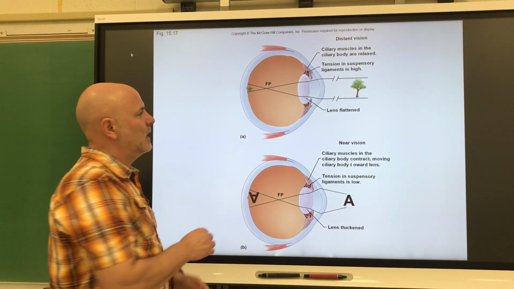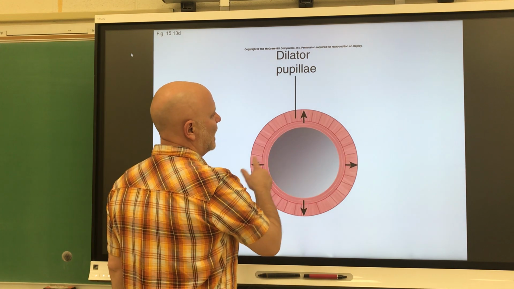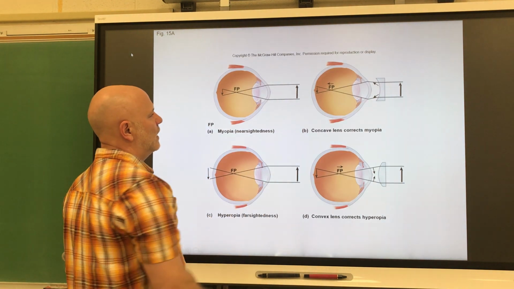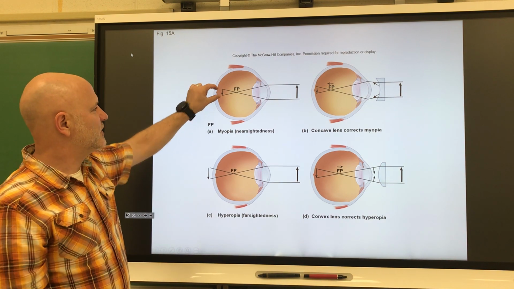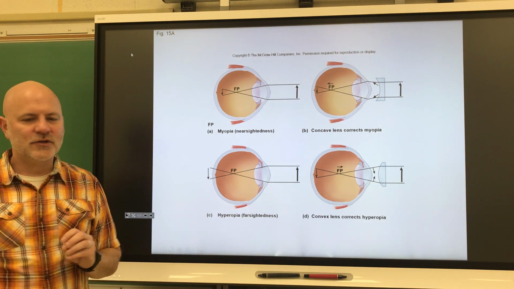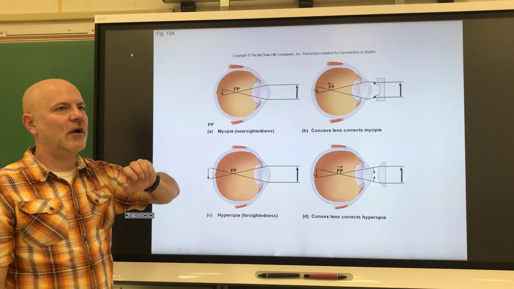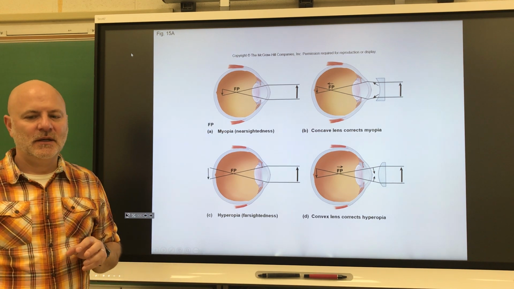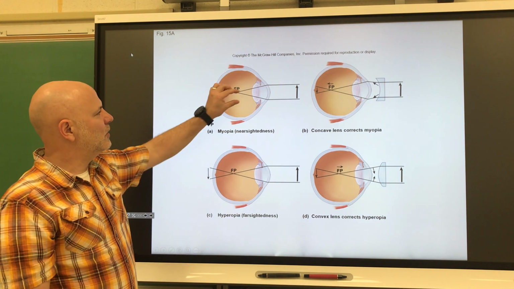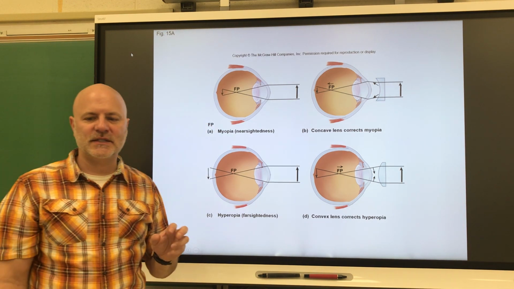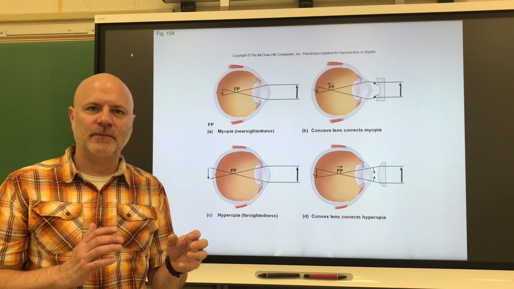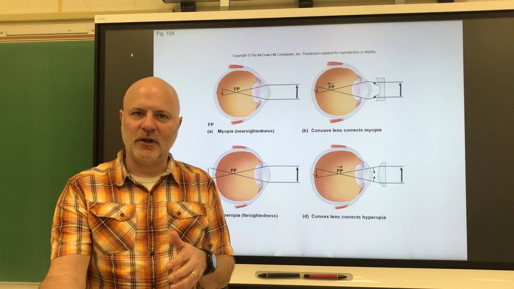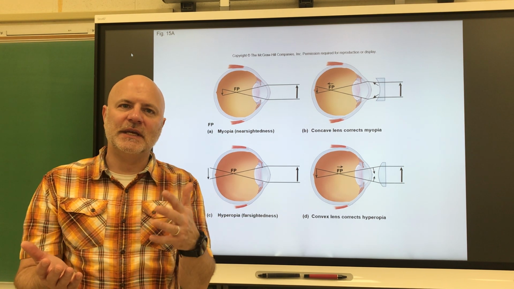If somebody is nearsighted, and this is trying to show myopia, or nearsightedness, that image forms too soon. Here the eye is too long for the lens that it has. In somebody who is nearsighted, their lens flattens for close vision. When they're looking at something close up, their lens flattens out so they can see that.